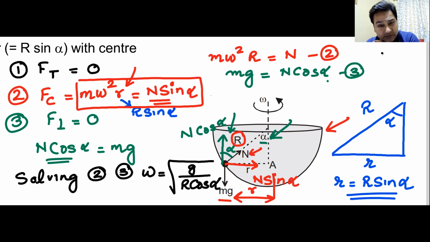The radius of the circular path which this ball is following is small r, not capital R. Small r is capital R sine alpha, and the centripetal force is n sine alpha and not n. But then sine alpha and sine alpha, both sides will get cancelled, and you get m omega square capital R as n. I will give you a minute to note down this problem, and I'll be back in 1 minute.